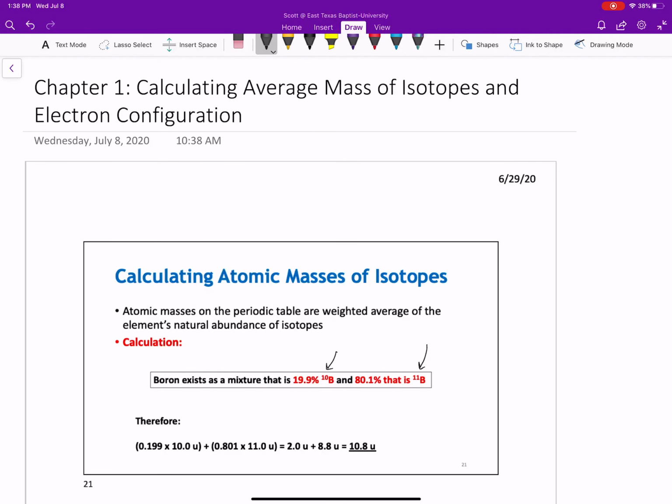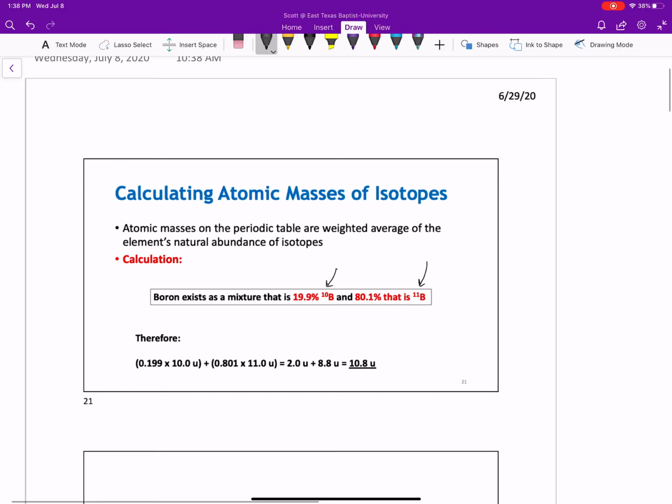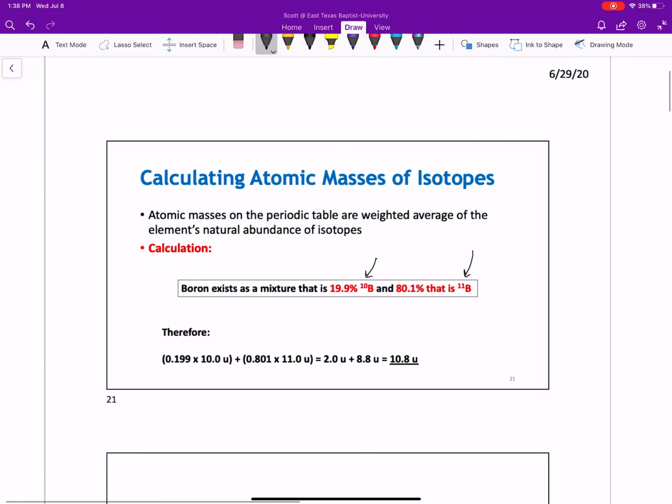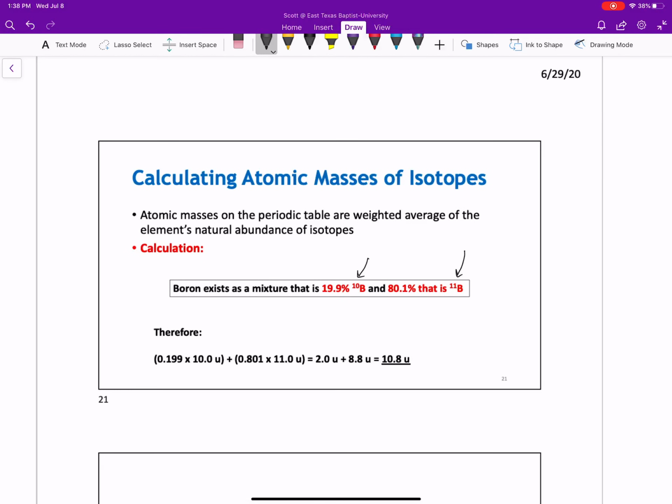All right, class. Today we're going to look at calculating average masses of isotopes and electron configuration. You can find this in Chapter 1. Okay, so you should see this slide posted for Chapter 1 and calculating atomic masses of isotopes.